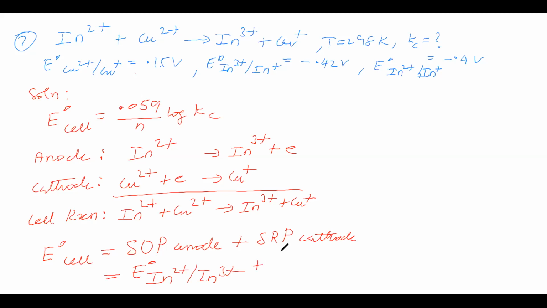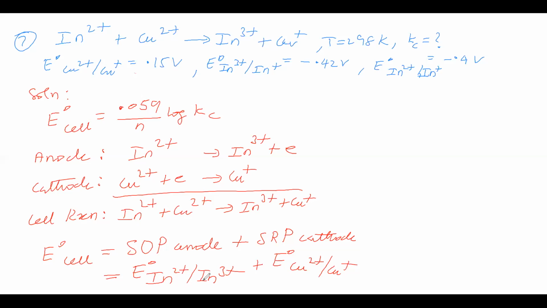Plus SRP of cathode. Now E naught cathode means cupric is converting into cuprous, so Cu2+ is converting into Cu+. Now we have to substitute these values. Let us substitute these values in order to get E naught cell.